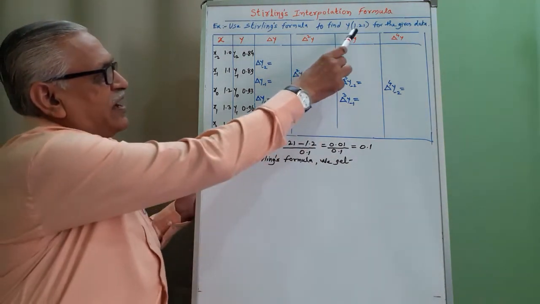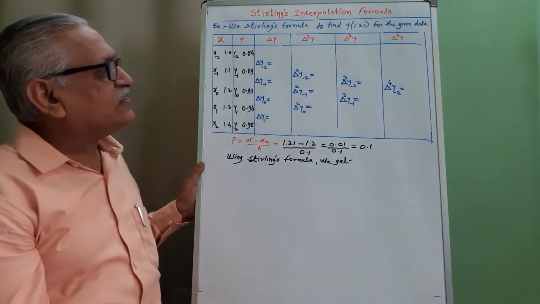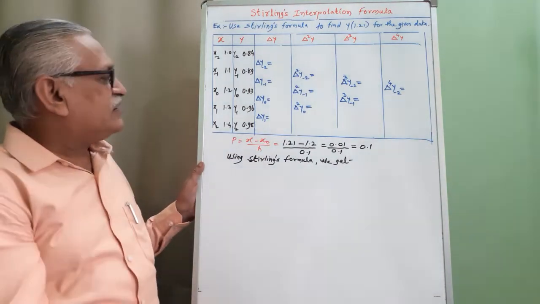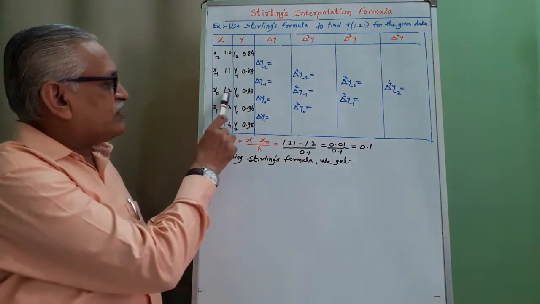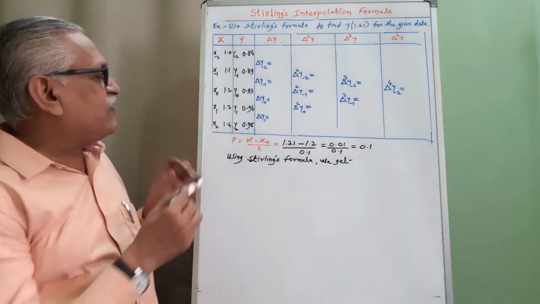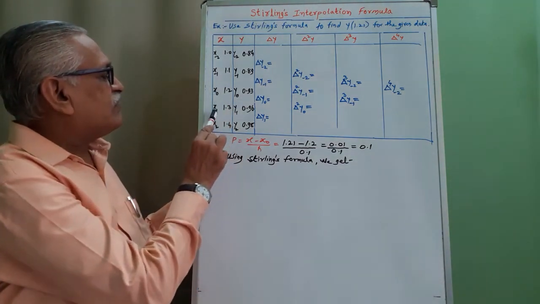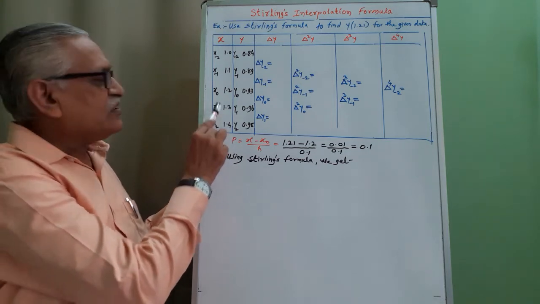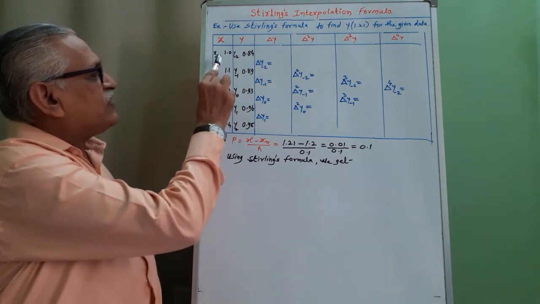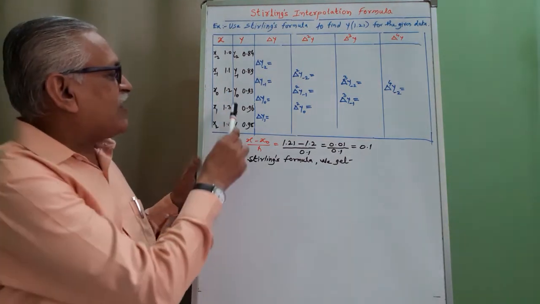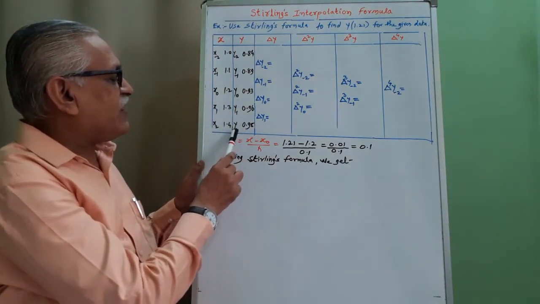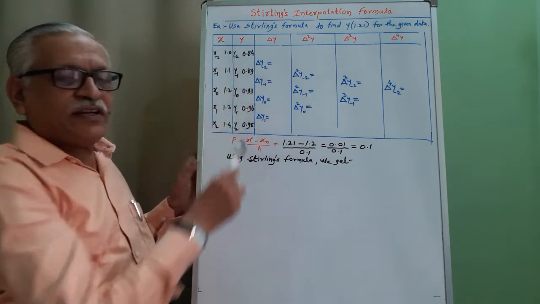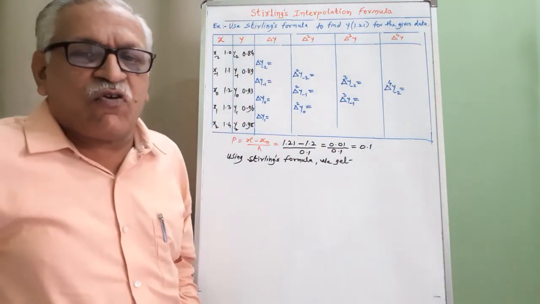The value at which we require is 1.21, which is somewhat near to this 1.2. Therefore, we call this x0, the next ones x1 and x2, above it x minus 1, x minus 2, and the corresponding values are y0, y1, y2, y minus 1, y minus 2. And then preparing a forward difference table.